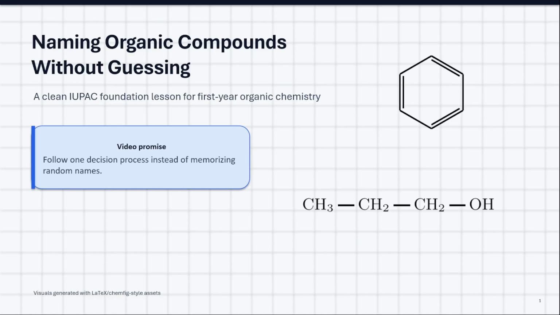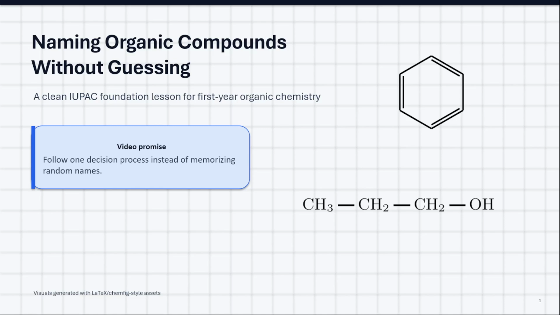Welcome. In this lesson, we are building a foundation for naming organic compounds without guessing. A lot of students treat organic names like random words they have to memorize, but that is not really the best way to learn it. An IUPAC name is basically a code.